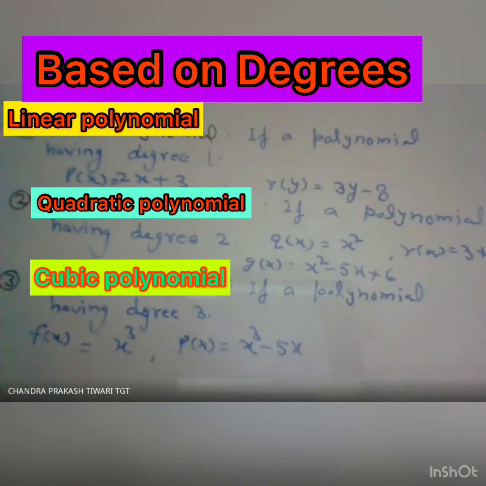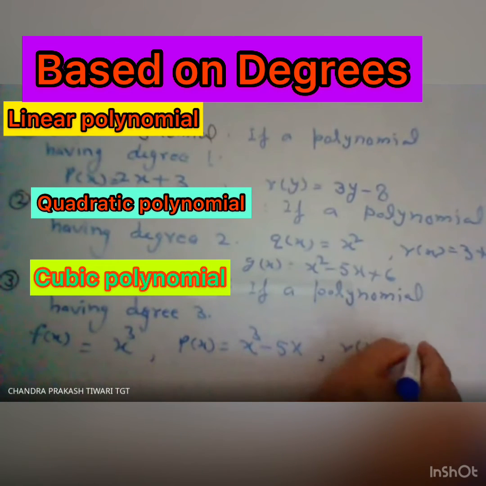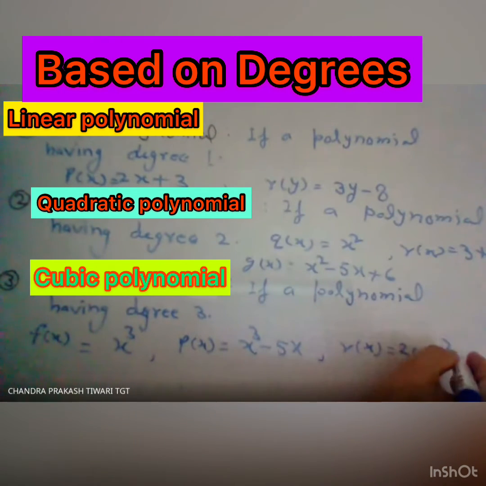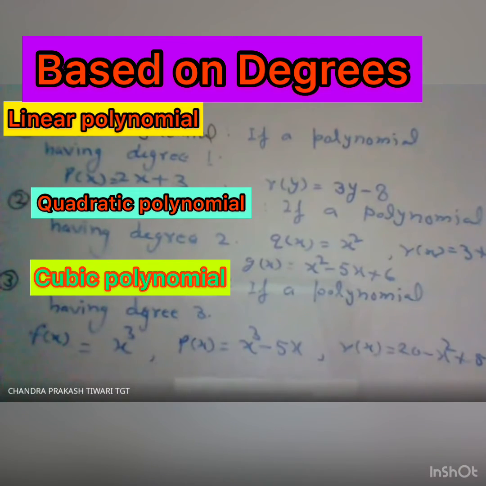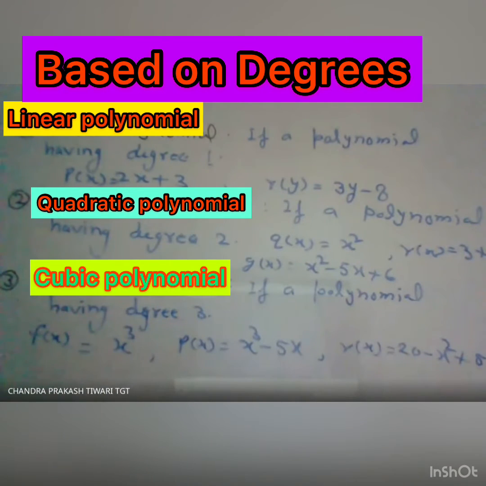And a third example, r(x) equal to 20 minus x square plus 5x cube. You can observe that term number 1, term number 2, term number 3, the third term has the highest degree 3. So this is a cubic polynomial. So there are these three types of polynomial, just based on degree.